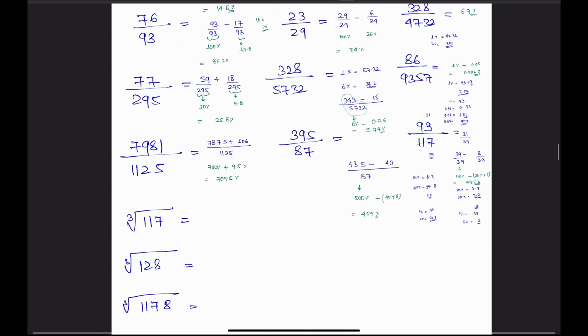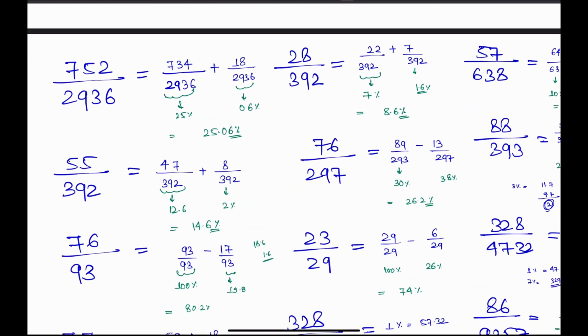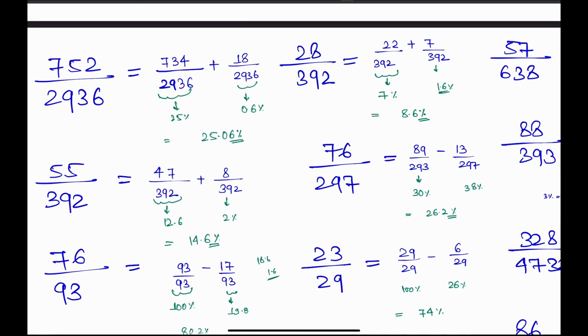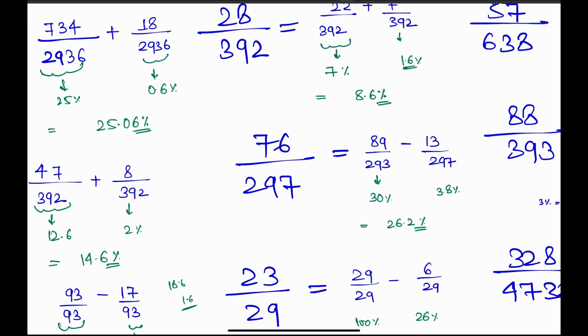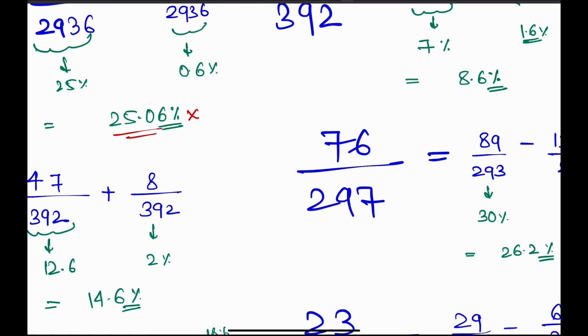Let's check how many are nearby this value which we have calculated. So the first value is 752 divided by 2936, 25.0, 25 point. Actually I have made a mistake over here in the addition part. Okay, 25 and 0.6, so it should be 25.6, not 0.6. Okay, and the real answer, which I am going to write over here, is 25.61.